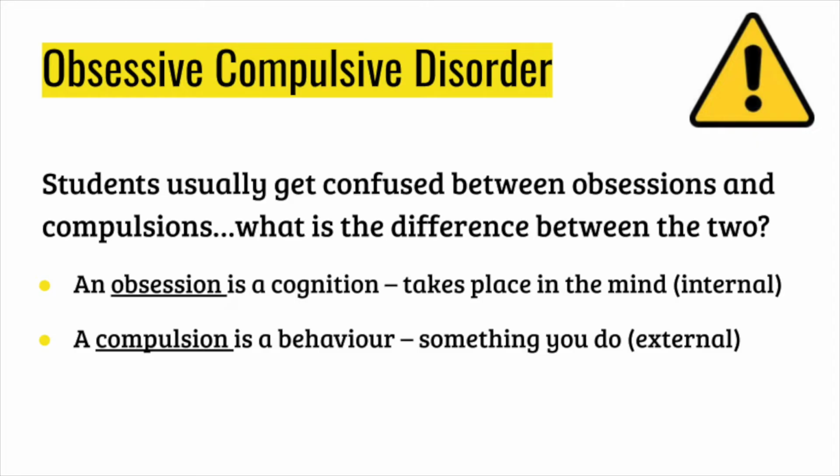Let's begin. Students usually get confused between obsessions and compulsions. So what are the differences between the two? Well, an obsession is a cognition. It's a thought that takes place inside the mind, which makes it an internal process. Whereas a compulsion is a behavior. It's something you do, which makes it an external process.